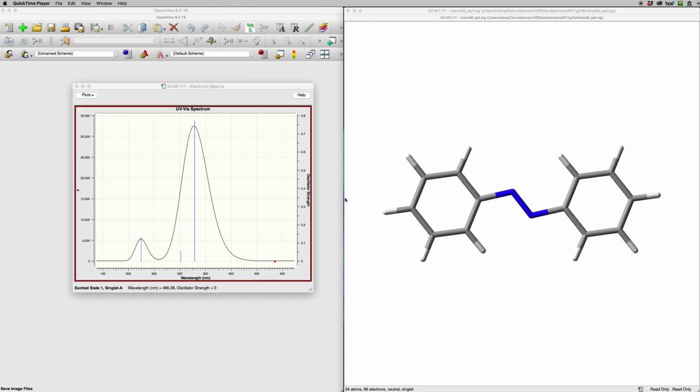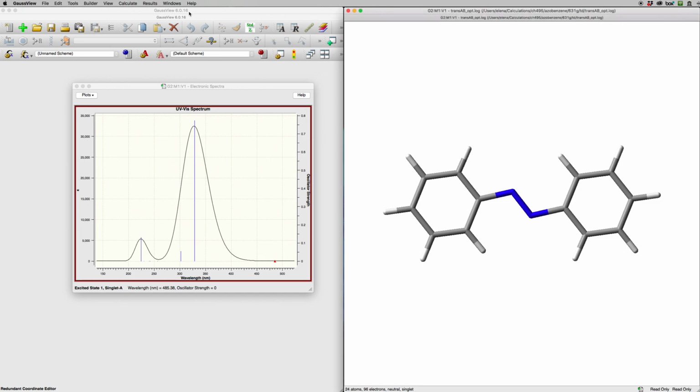In a previous video, we have gone over how you plot UV-Vis spectrum using Gauss view. What we would like to do now is to learn how to analyze UV-Vis transitions to learn from which states they originate, or what are the hole states, and into which states the transitions go, what are the particle states. In order to do that, we have to look into the Gaussian log file.